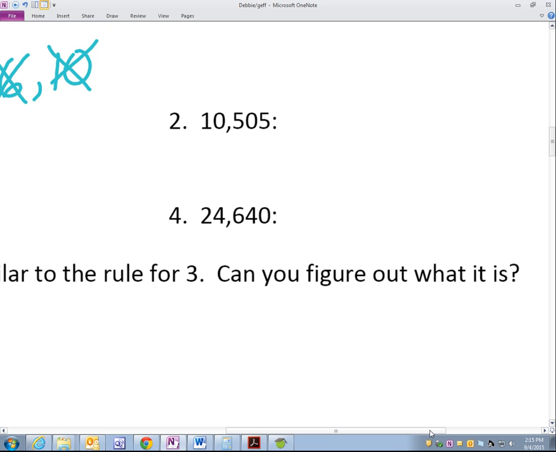Next one we have 10,505. Is it an even number? No, so it's not divisible by 2. Let's add these numbers together. We have 1 plus 0 is 1, plus 5 is 6, plus 5 is 11. 11 is not divisible by 3, so it's not divisible by 3.